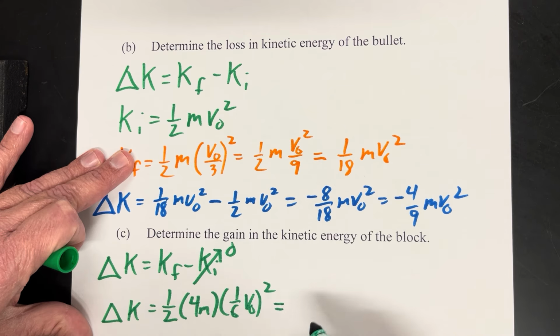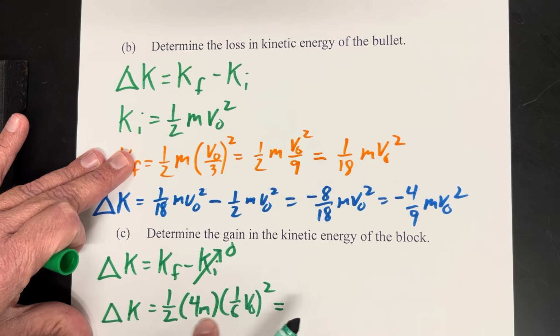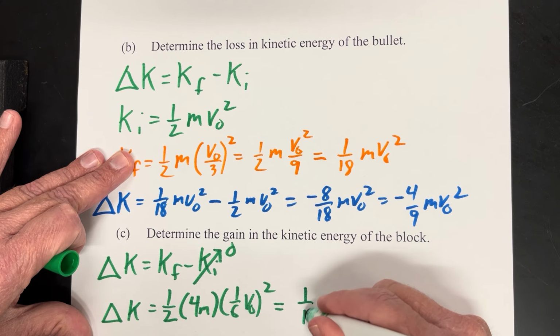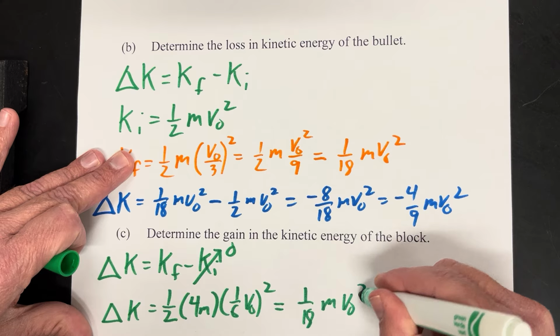If we work this out, 1/2 times the 4 is 2, and this will be 1/36 over here. And so 2 times 1/36 is 1/18 m v0 squared.